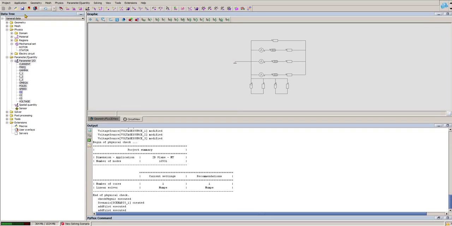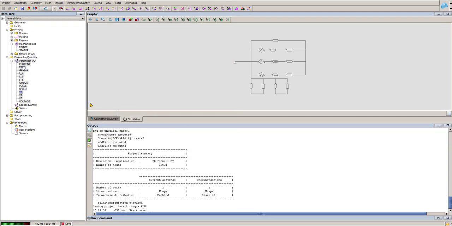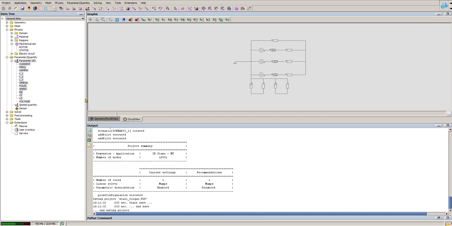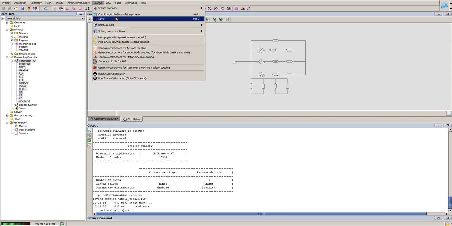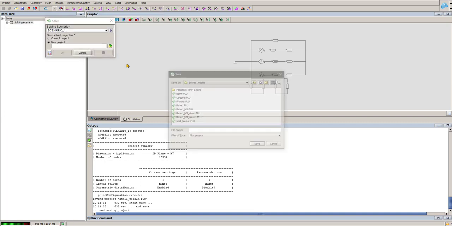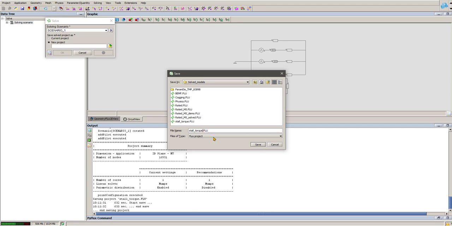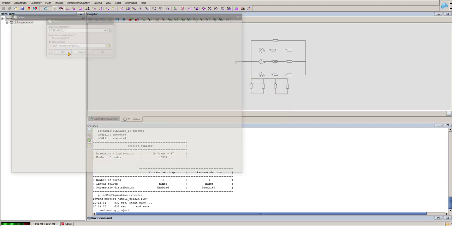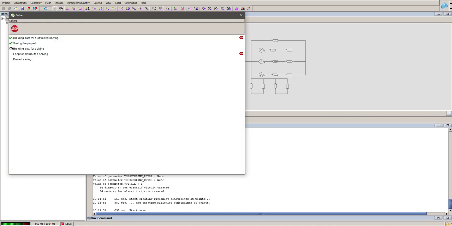Okay. I can now save the project, and I can go to solve the project in a new project. Altair, solve. Save. Okay. And let's wait until the solving is achieved.